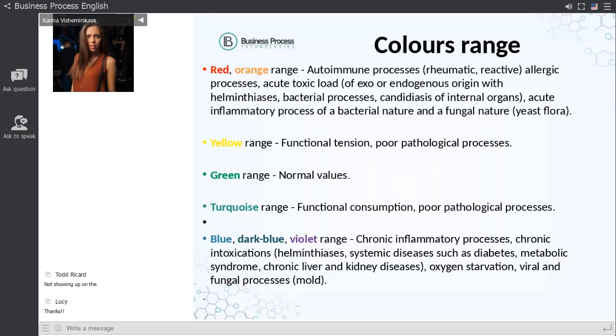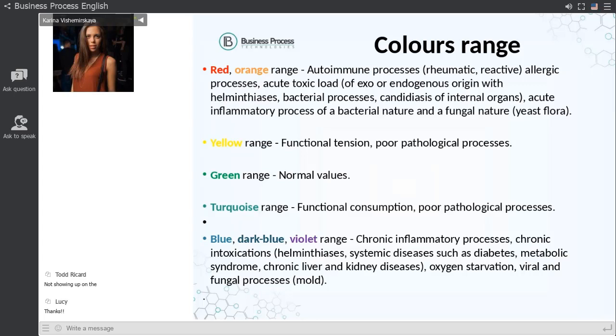Then green color is normal. It's the normal value for all the organs and systems. Turquoise range talks about functional consumption, poor pathological processes, but in the direction to hypofunction. If this color turns to blue, dark blue, and violet, we need to pay attention so that it doesn't go to this range. At least we need to keep it turquoise or green.